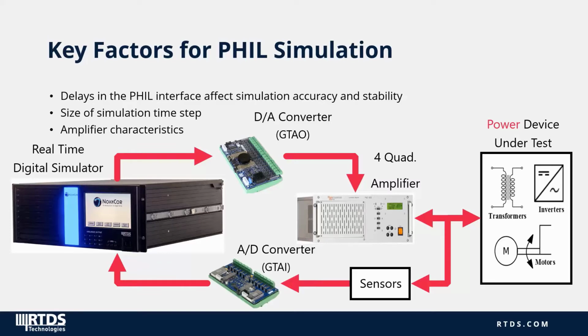The next thing we need to consider is the size of the simulation time step used in the RTDS. The size of the simulation time step is going to dictate the frequency range over which the simulation results are valid. It will also dictate how frequently data is transmitted and received in the RTDS. Lastly, we'll also need to consider the characteristics of the four-quadrant amplifier. The characteristics of the amplifier, such as the rise time and the slew rate, are all going to be important to consider how that might impact the overall accuracy and stability of the power hardware-in-the-loop simulation.